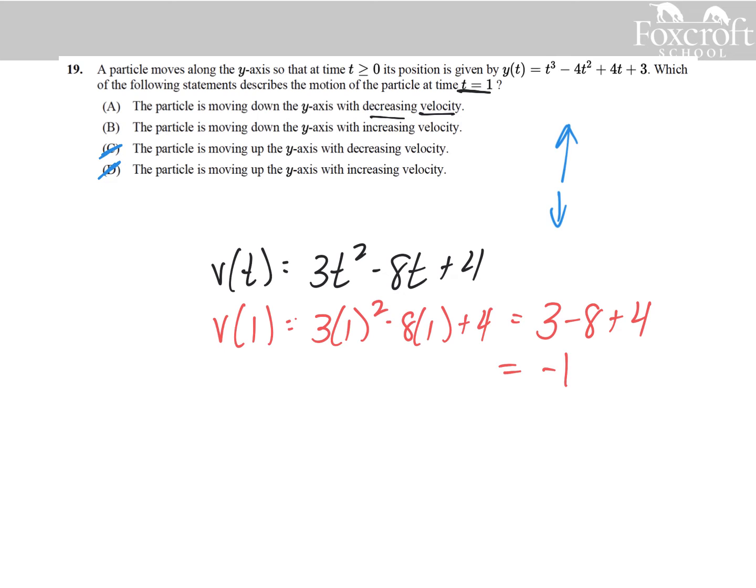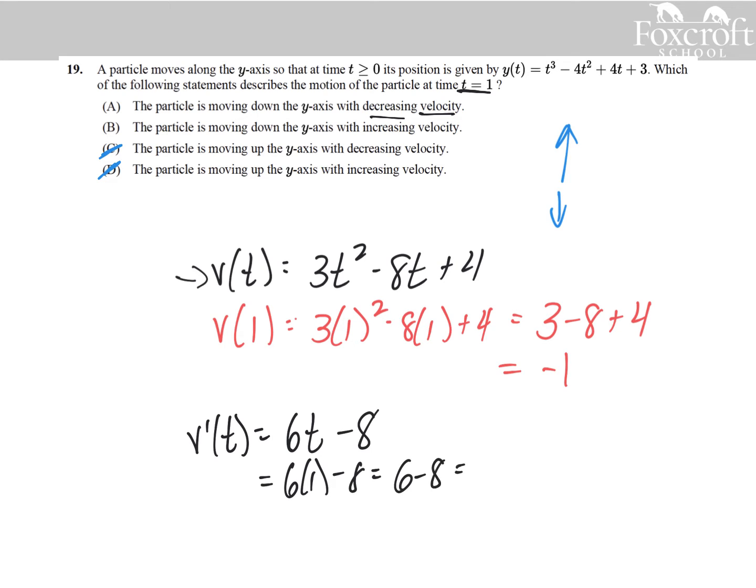And then is the velocity decreasing or increasing? Well, to figure out if something's increasing or decreasing, we have to take its derivative. So it's actually going to be acceleration, but the derivative of velocity is going to be 6t minus 8. And I plug in 1 again, and I get negative 2.